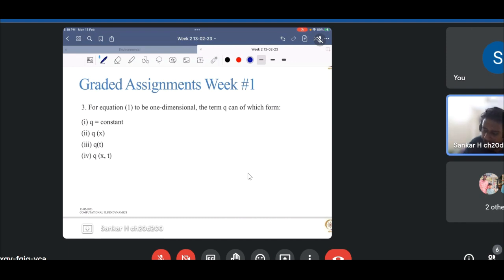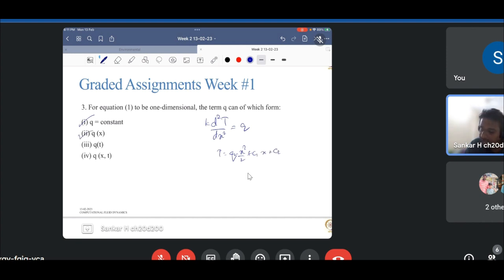Then, moving on to the third question, we'll solve this by writing the equation d square T by dx square is equal to q. And for this to be one dimensional, the term q can be of which form? Q should be a constant. This is possible. If Q equals a constant, we can write the temperature as T equal to Q x square by 2 plus C1 x plus C2.